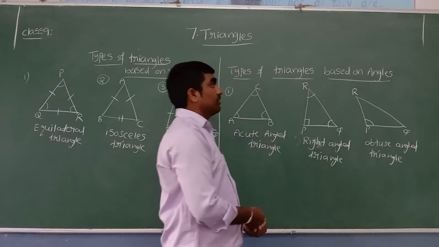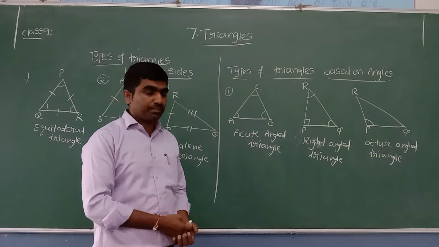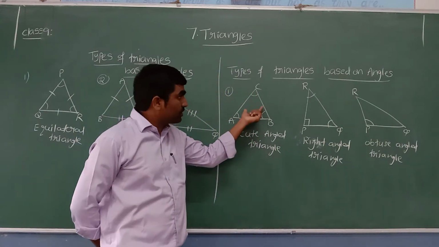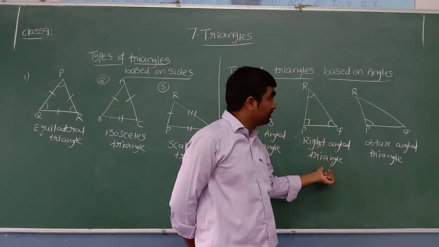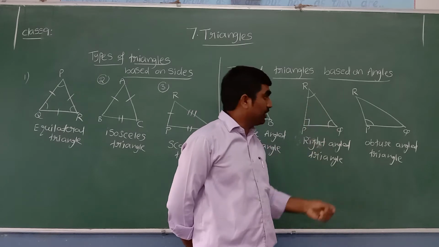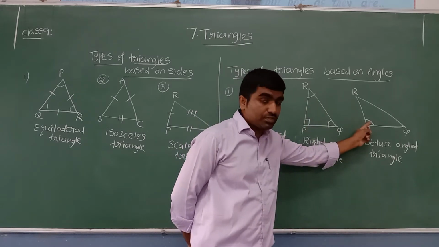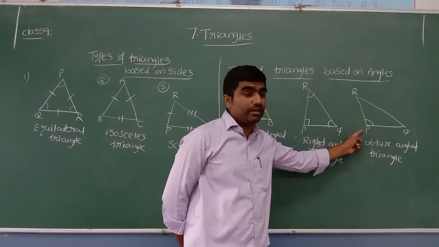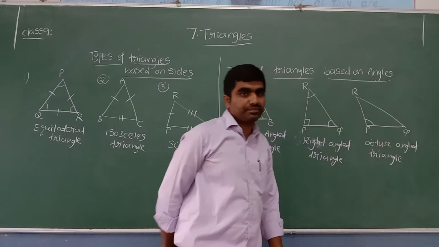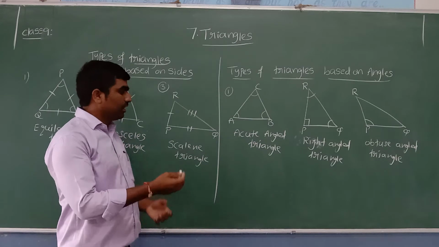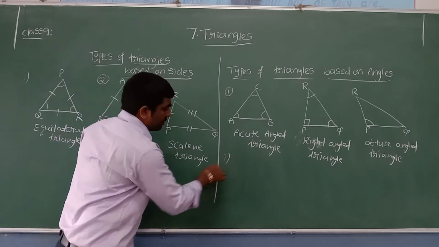These are called types of triangles based on angles. Acute angle triangle, all three angles are acute angles. One of the angles is 90 degrees, it is called right angle triangle, and the other two angles are acute angles. One of the angles is an obtuse angle, it is called obtuse angle triangle. In the case of an obtuse angle triangle, the remaining two angles are acute angles. And also we learned a few properties.